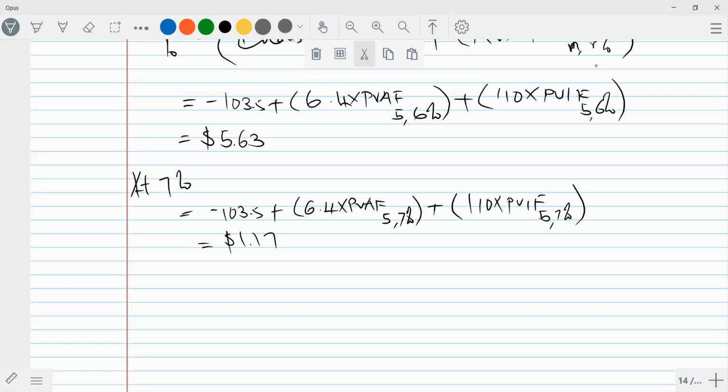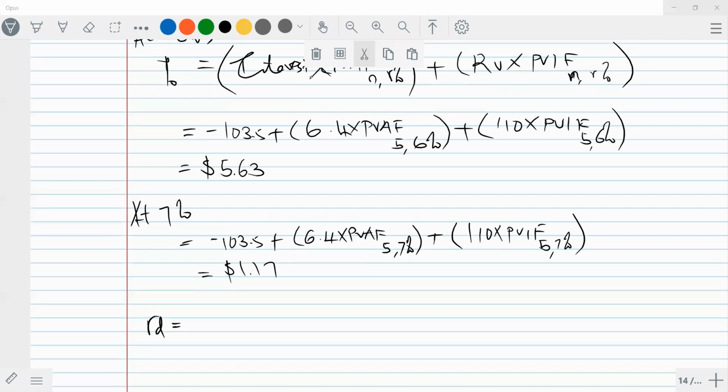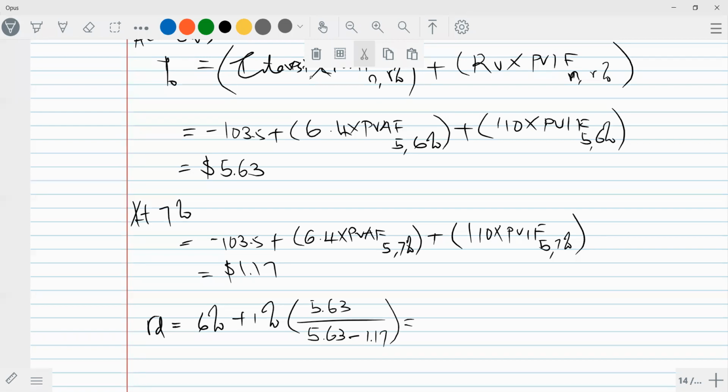We have the two figures, and now we can apply the IRR formula in order to get what ought to be the cost of the debt. RD will therefore be the first, the lower discount rate, in this case 6%. The difference between the two rates is 1%. The value at 6% was 5.63. We do 5.63 minus 1.17 to give us 4.46.